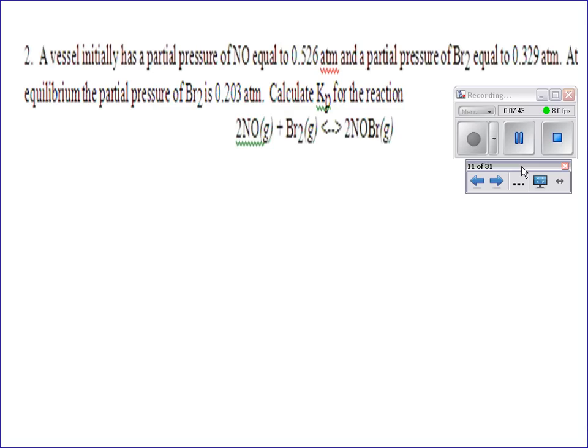So I'm going to be superbly lazy and just do my RICE table like this, right off the already written equation. Okay, so can we use pressure in the table? Absolutely, but we're going to be getting Kp when we do that, so just keep that in mind. So our initial concentration of NO, it says, is 0.526 atm. So I'm going to put that here. Right? And the partial pressure of Br2 is 0.329. When I put those in, and before they react, do I have any NOBr? No, they would have told us if we did.